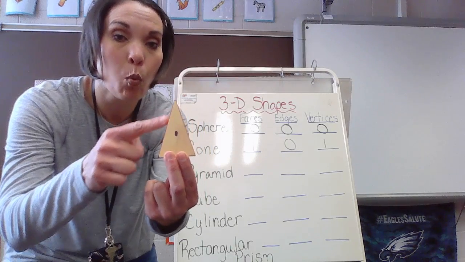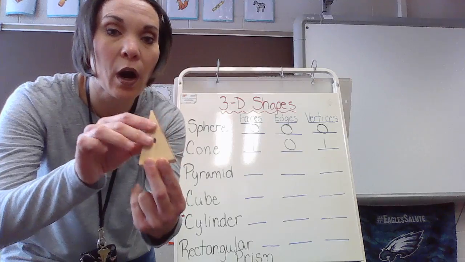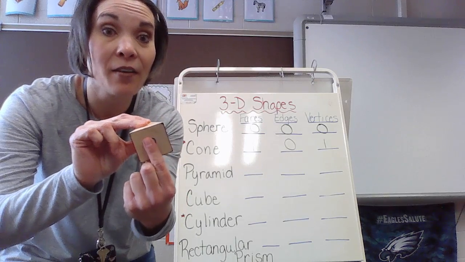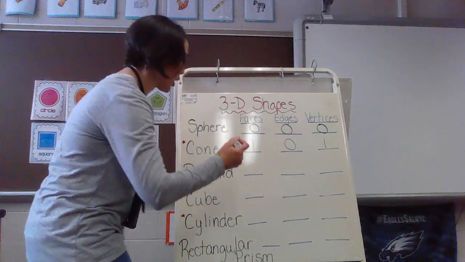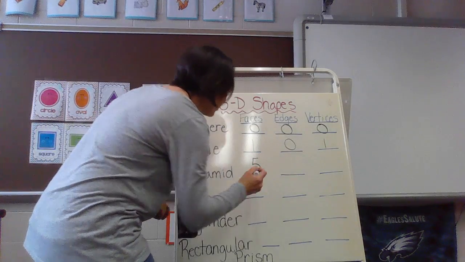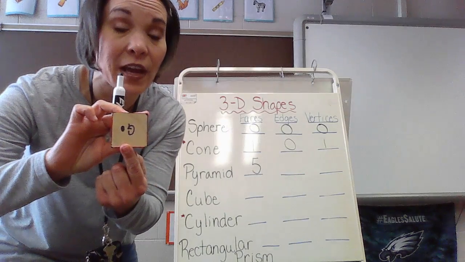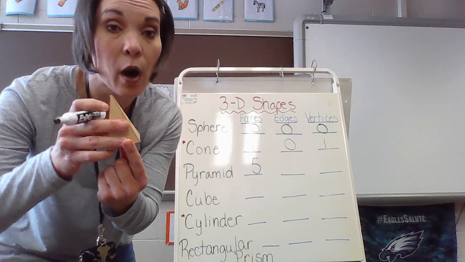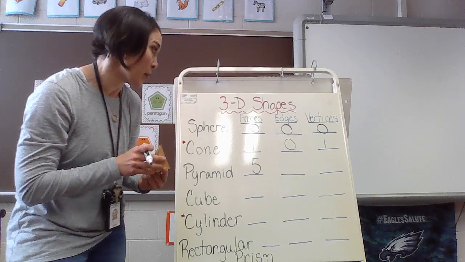So here we go. 1, 2, 3, 4, 5. So I counted 5 faces on this particular pyramid. We could also call it a square pyramid because of the base. The base looks like a square. So therefore, sometimes people could call them pyramids. Sometimes we could also call them square pyramids.